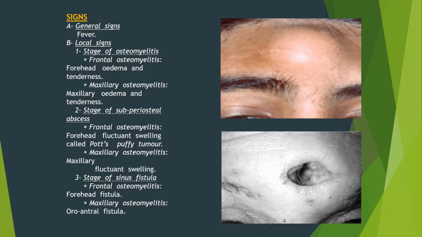Then there's the stage of fistula. If this abscess is not treated, the frontal osteomyelitis will show a forehead fistula, and maxillary osteomyelitis will show an oroantral fistula. On the figures, you can see the Pott's puffy tumor, and the forehead fistula.